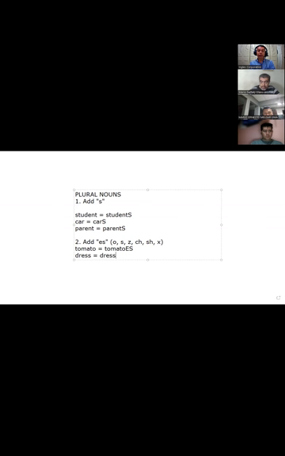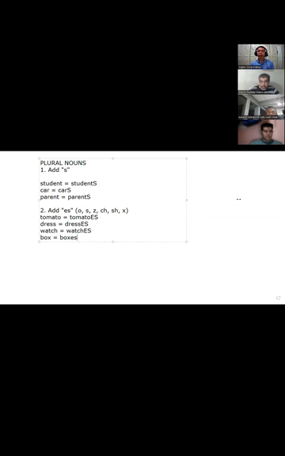Dresses. ES. Other example is watch, reloj, right? Watches. Right? Box, caja, right? Box. Boxes, right? Rule number two. Regla número dos. Cuando los nombres terminen en esas letras, vamos a agregar ES, right?